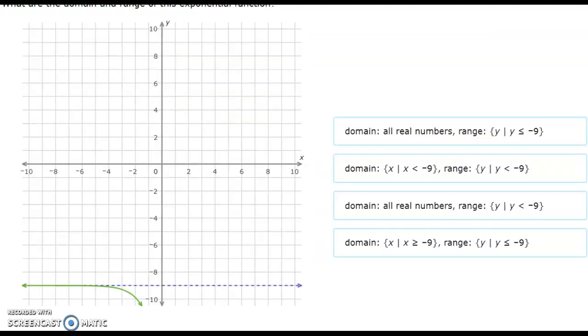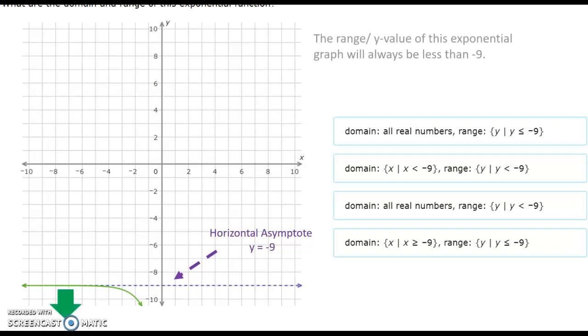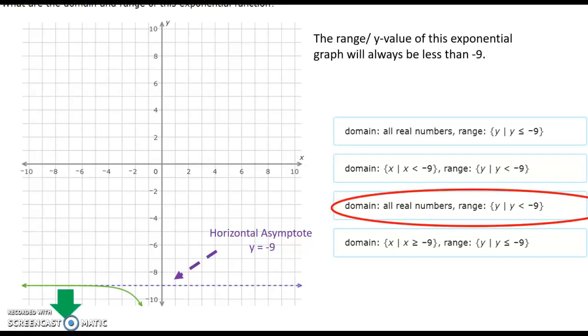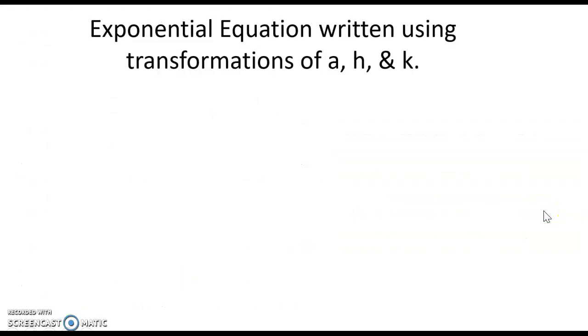Last example, the horizontal asymptote is y equals -9, and the graph is below this horizontal line, which lets us know that we're going to use a less than symbol for this problem. And our answer ends up being the answer indicated on the right. The domain is all real numbers, and the range is y such that y is less than -9.